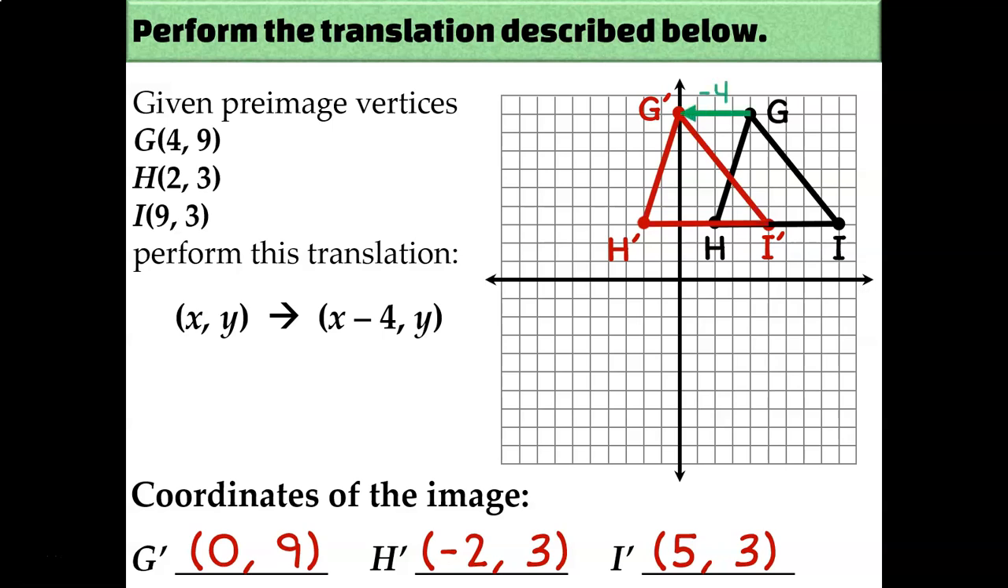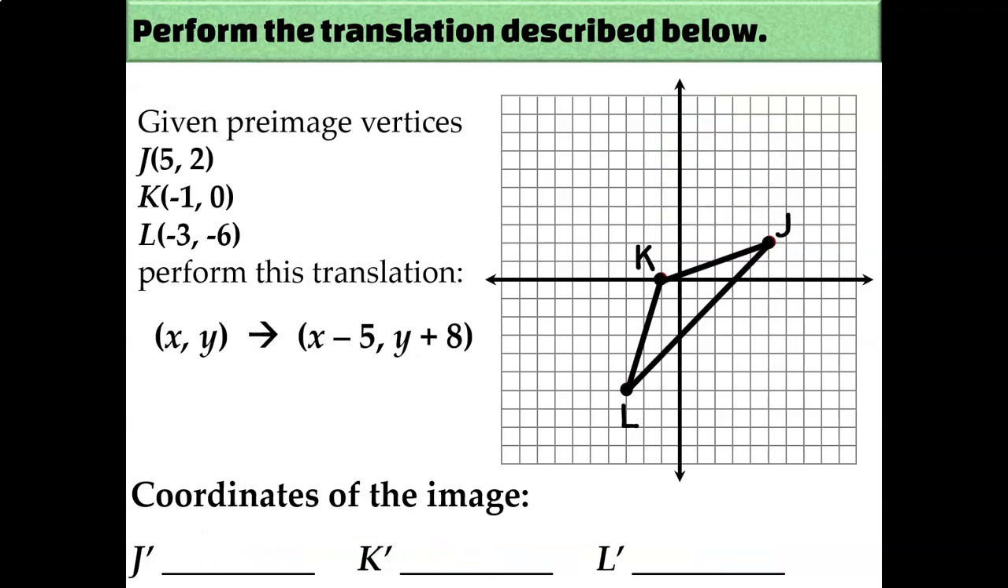So all I did was move each of these 4 to the left to get my image coordinates. You'll notice this time our triangles ended up overlapping each other. You'll see that sometimes the translation doesn't move the pre-image far enough away to make an image that's completely independent. Sometimes they overlap, like what you see here, and that's totally fine. Alright, I want you to pause the video and try the next one on your own.